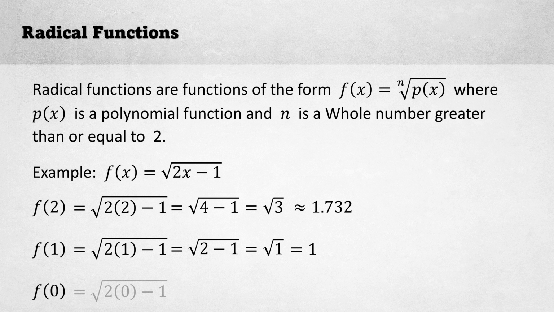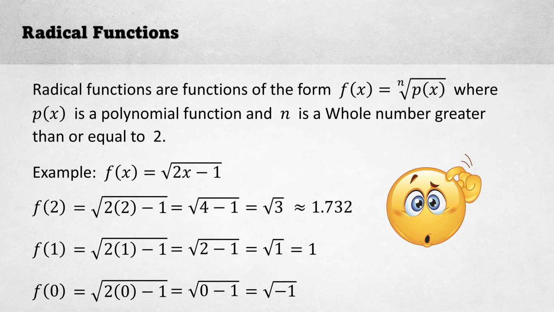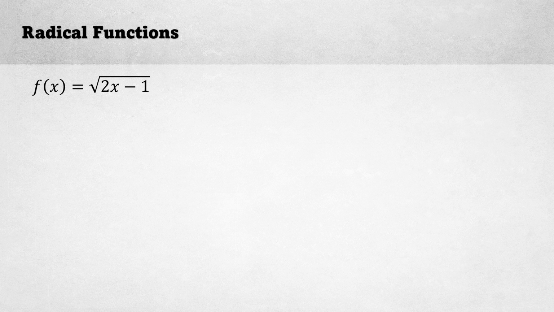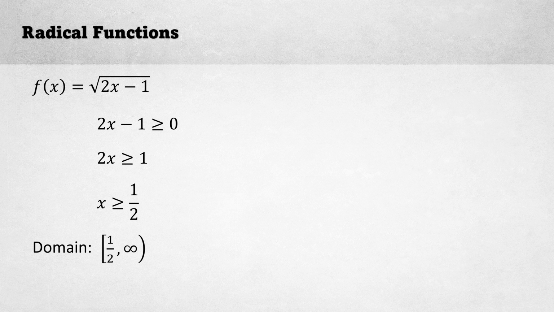To evaluate f of 0, we input 0 for x, and we get square root of -1. Isn't square root of -1 equal to i? We're not interested in imaginary numbers here. So let's find a way to set the domain restrictions so we don't get imaginary numbers. If we get non-negative values in the square root, we won't end up with imaginary numbers. So we want 2x minus 1 to be greater than or equal to 0. Solving for x, we see that x must be greater than or equal to 1/2, and the domain is 1/2 to infinity, including 1/2.